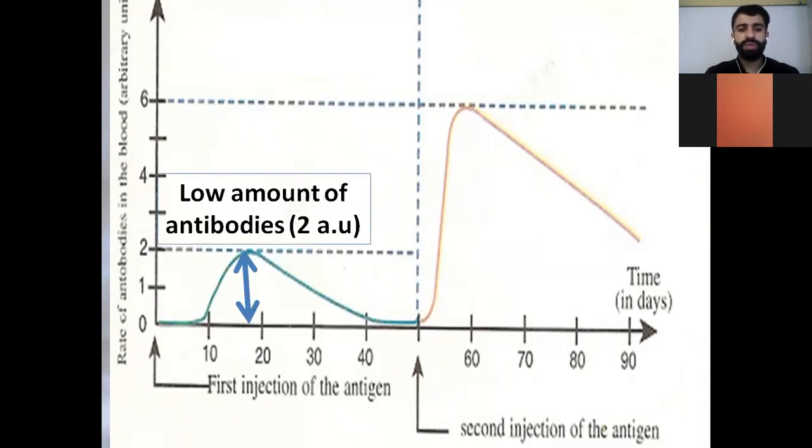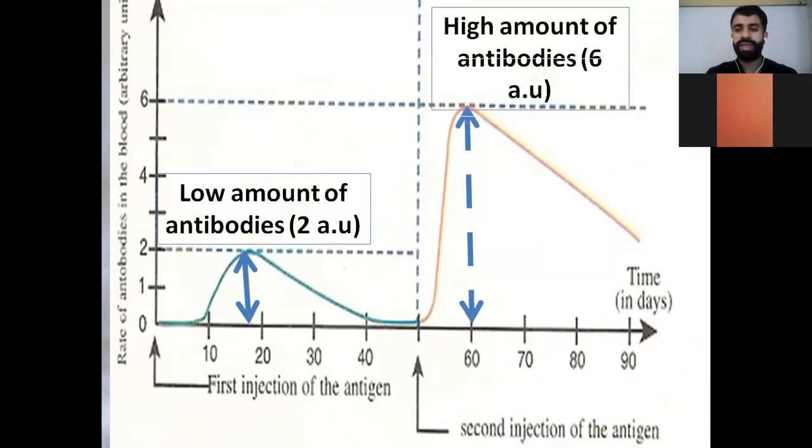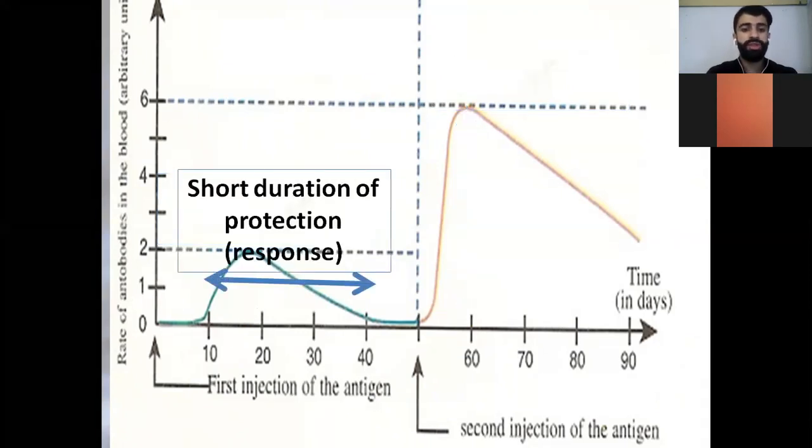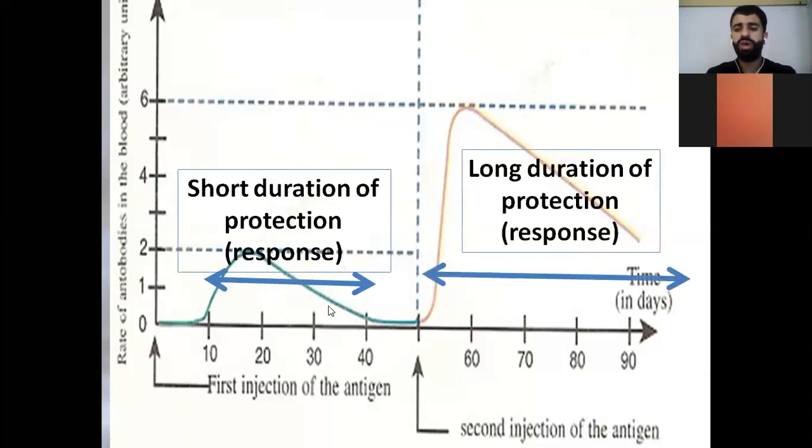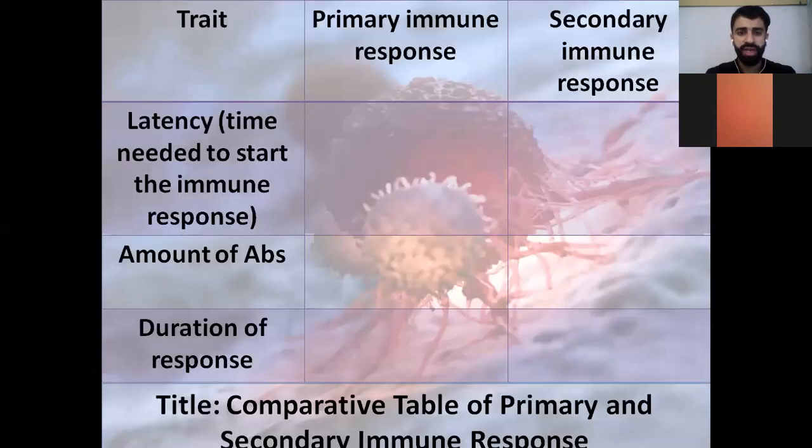In the primary immune response, we have a low amount of antibodies to AU, while in the secondary, we have a high amount of antibodies, about 6 AU. The primary has a short duration of protection, starting at day 10 to day 40, so about 30 days. While the secondary has a long duration of response, and it continues afterwards since the amount of antibodies didn't drop to zero. So that is the difference between the primary and the secondary.